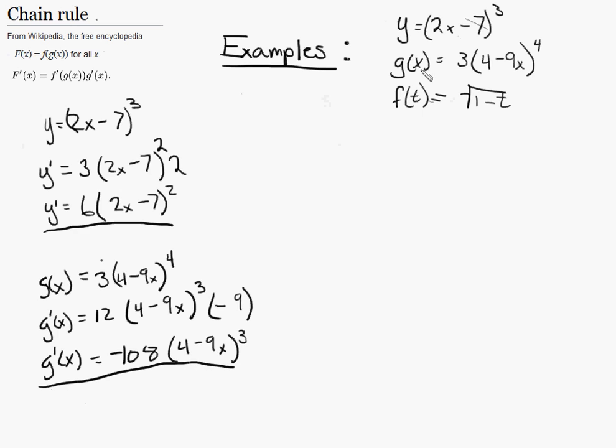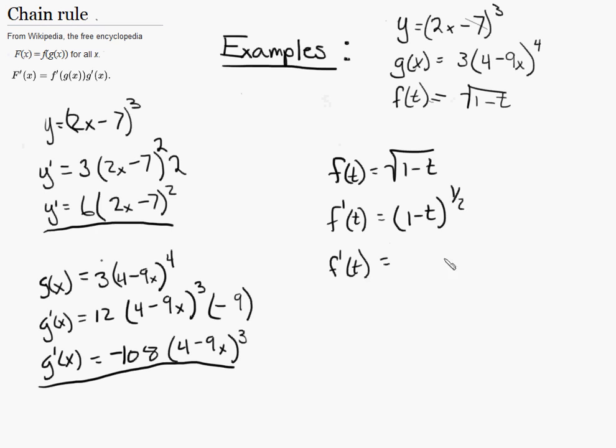And then let's take this derivative of f of t. So f of t is equal to the square root of 1 minus t. And we'll rewrite this in power notation, equals (1 minus t) to the 1/2. Then we'll use our power rule. f prime of t is equal to 1/2 times the quantity inside, 1 minus t. Use the power rule, so we have negative 1/2.